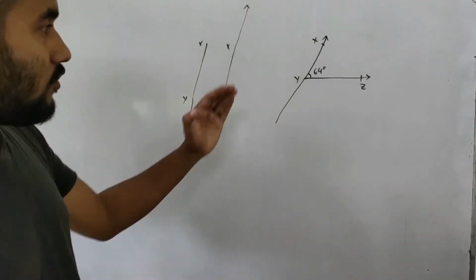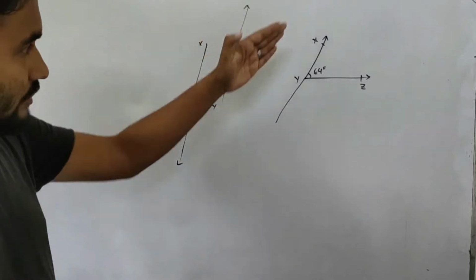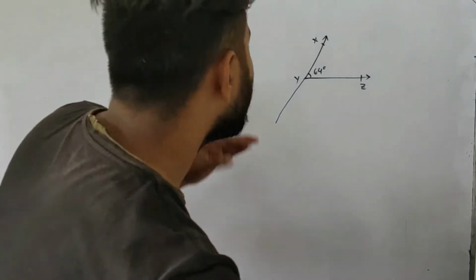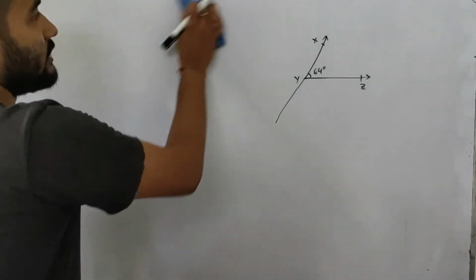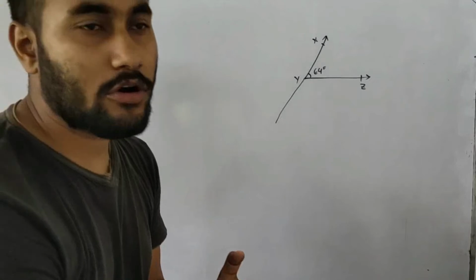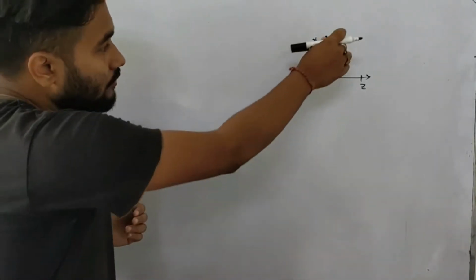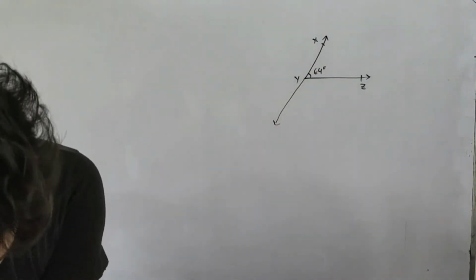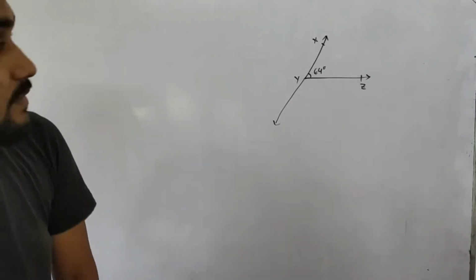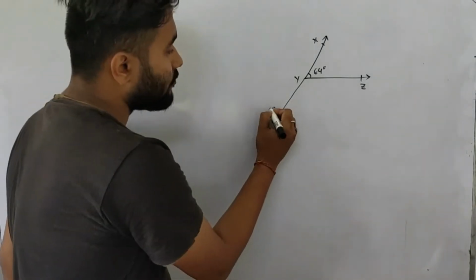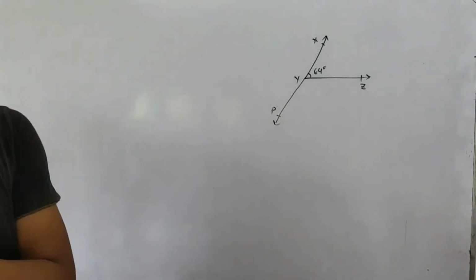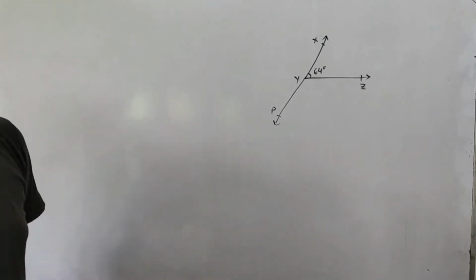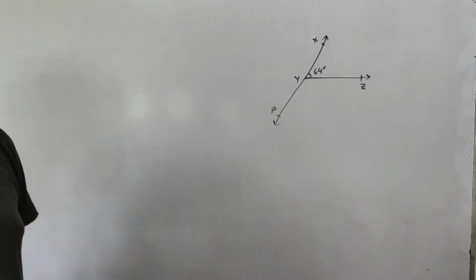A straight line, not bent, not left, not right. You have to produce it straight in the direction that is mentioned in the question. It is said XY is produced, so you have to produce it like this. XY is produced to point P. Draw a figure from the given information. So the figure is drawn.